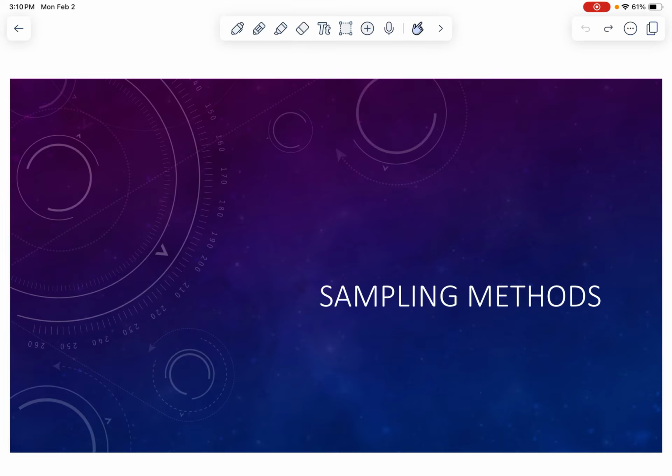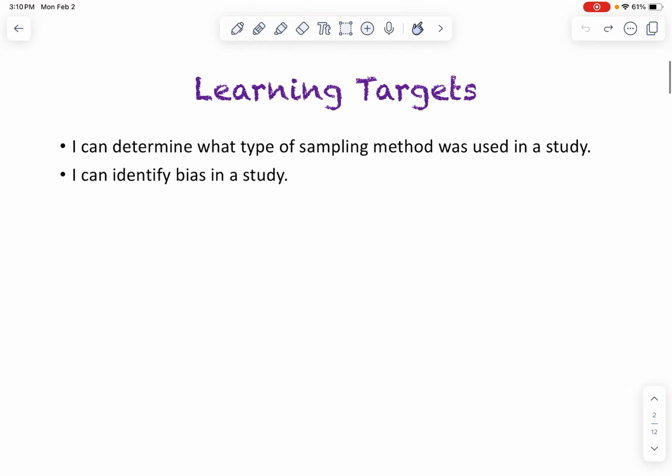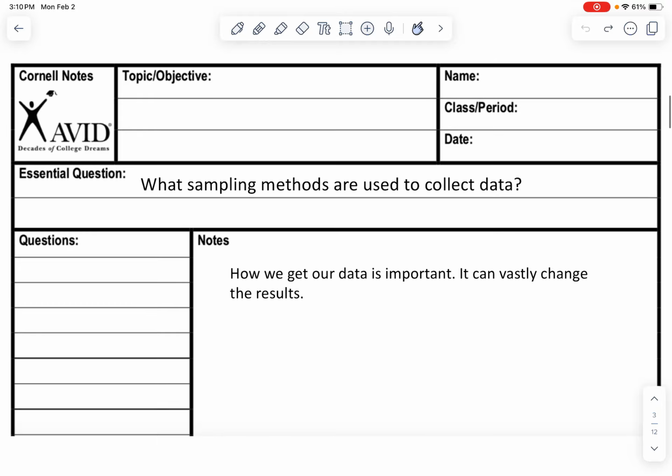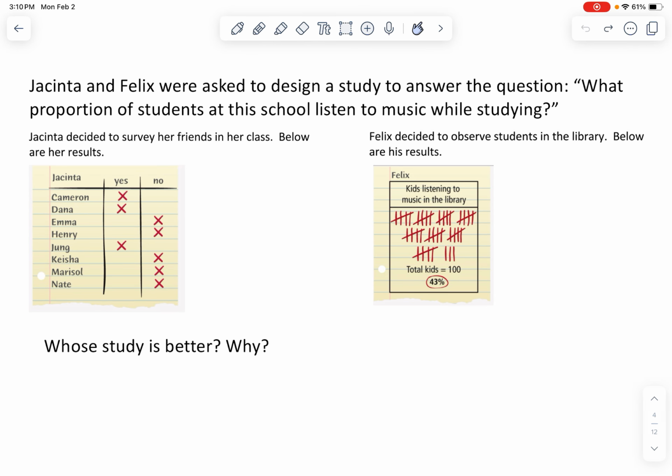Okay, so this lesson is on sampling methods. We should be able to determine what type of sampling method was used in a study and also identify bias in a study. Why this is important is because how we get our data can vastly change the results. We want to be aware of it and know what we're doing so that we can improve it if necessary.